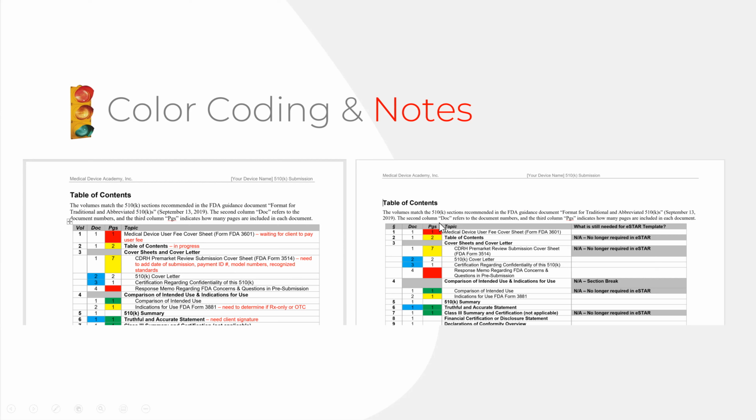Another item on here that's no longer required, this form 3514. Instead, we're using the eSTAR. It has all the same information and more. Another item, this comparison of indication for use. We don't really need that anymore. They're already asking us to compare that in the actual eSTAR, so we don't need to include that. We just fill in the form 3881, which is embedded in the eSTAR as well. This class 3 summary, there are no more class 3 devices, so you don't really need that section. We were indicating it's not applicable over here, but on the eSTARs, it's not even a question. There's not even a place to put it.